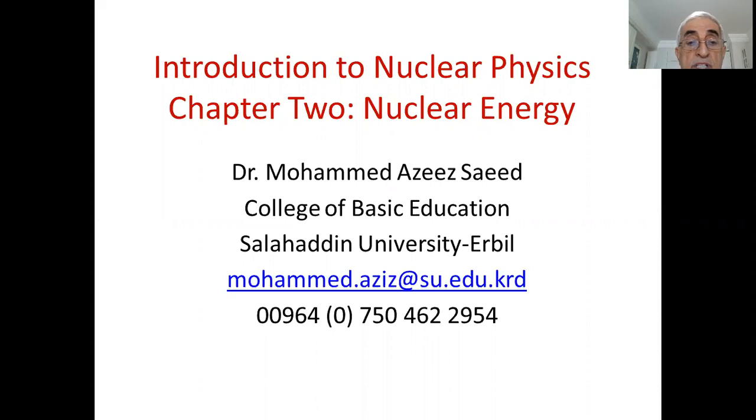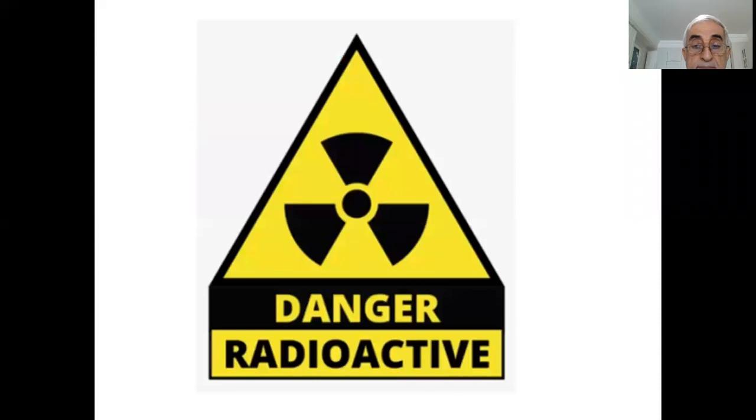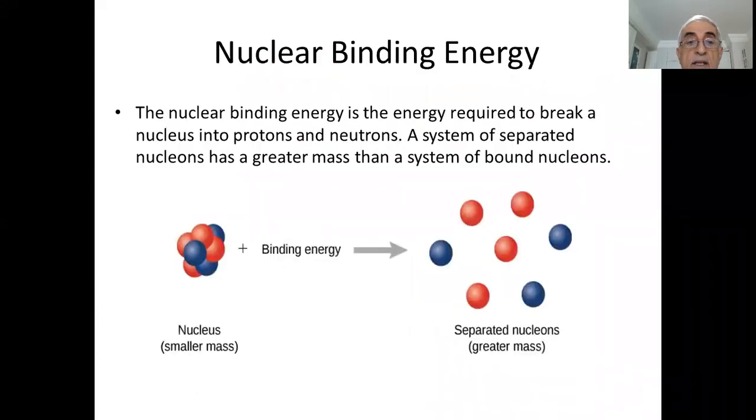Today's subject is chapter 2, titled nuclear energy, in the subject of introduction to nuclear physics. Nuclear binding energy. The nuclear binding energy is the energy required to break a nucleus into protons and neutrons. So a system of separated nucleons has a greater mass than a system of bound nucleus.